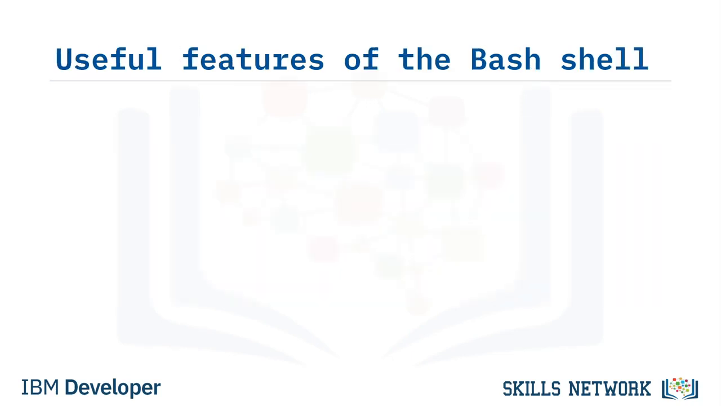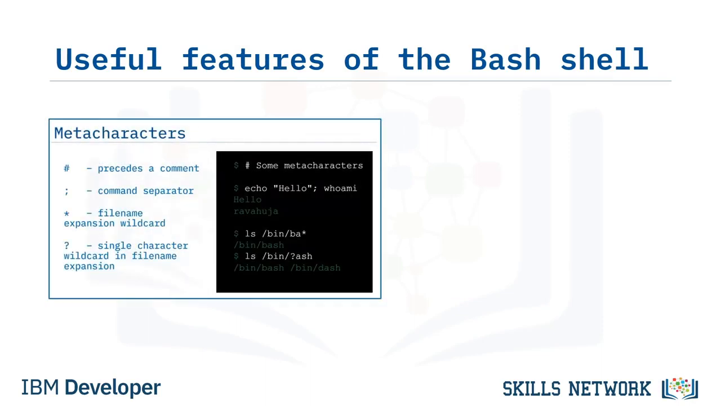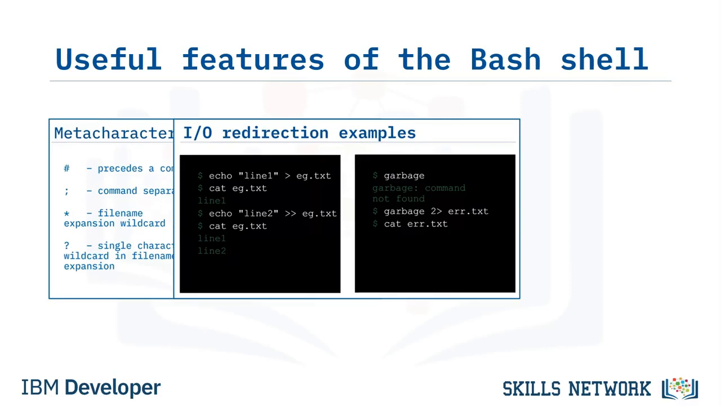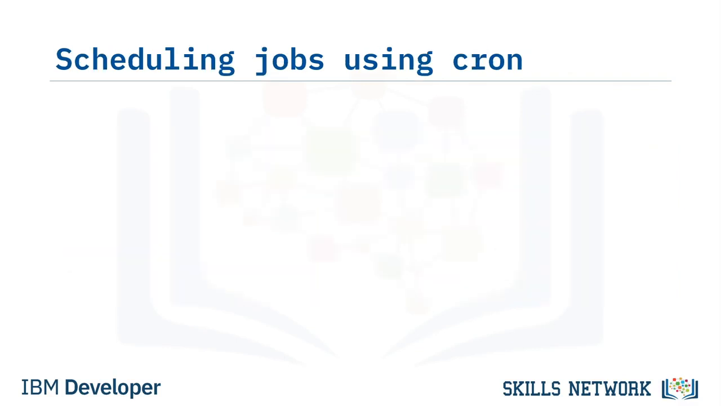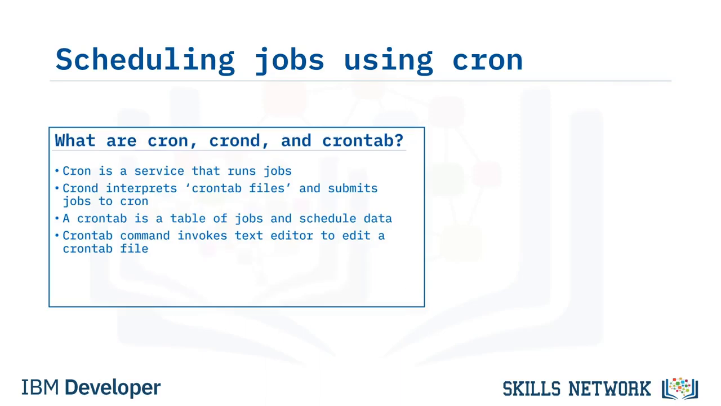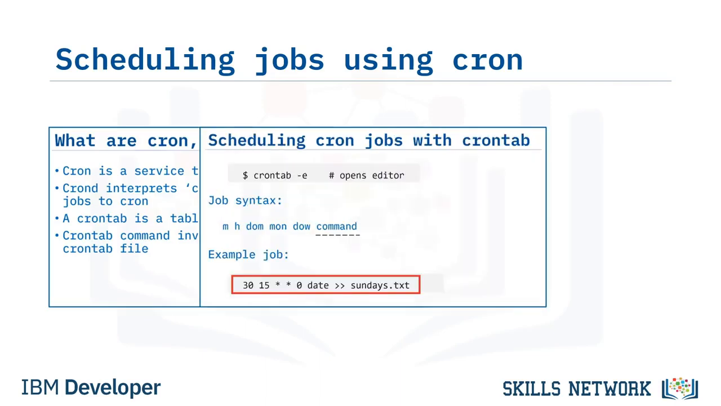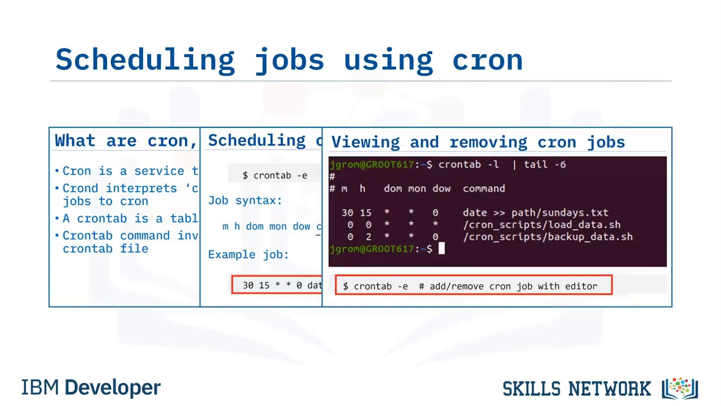You will discover useful features of the Bash shell along the way, including the use of meta characters, input and output redirection, and passing arguments specified on the command line to your shell scripts. You will also discover how to put your shell scripts into production by learning all about the cron service for running jobs, scheduling your jobs with crontab, and viewing and editing the cron jobs currently running on your system.